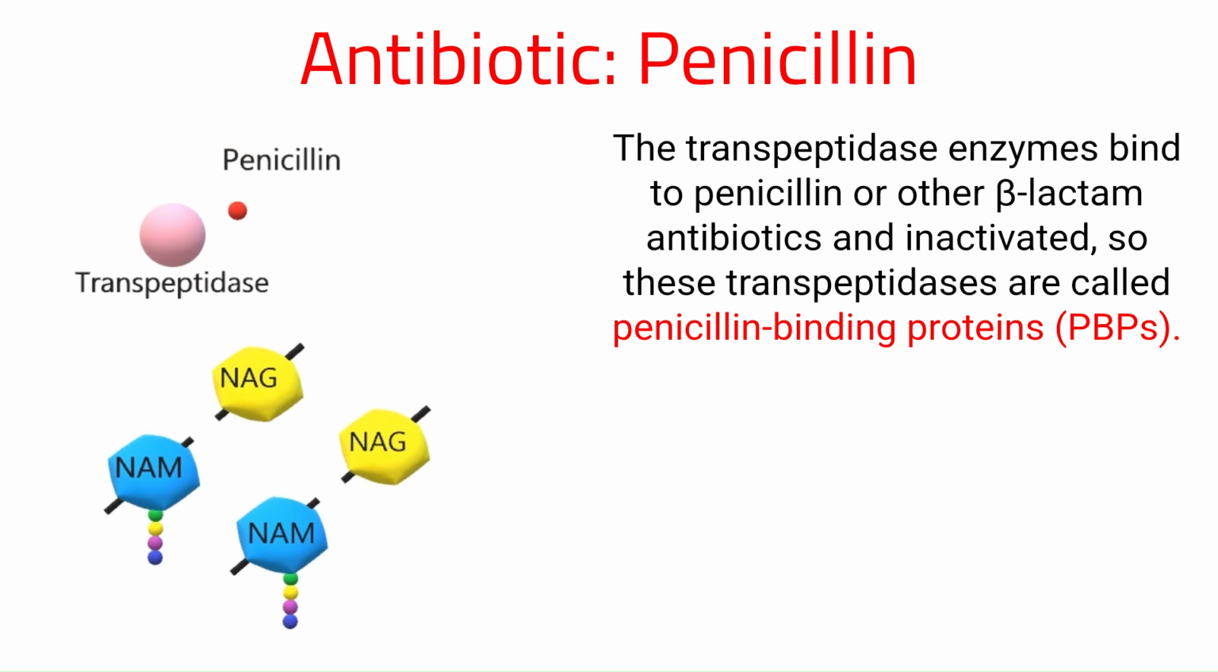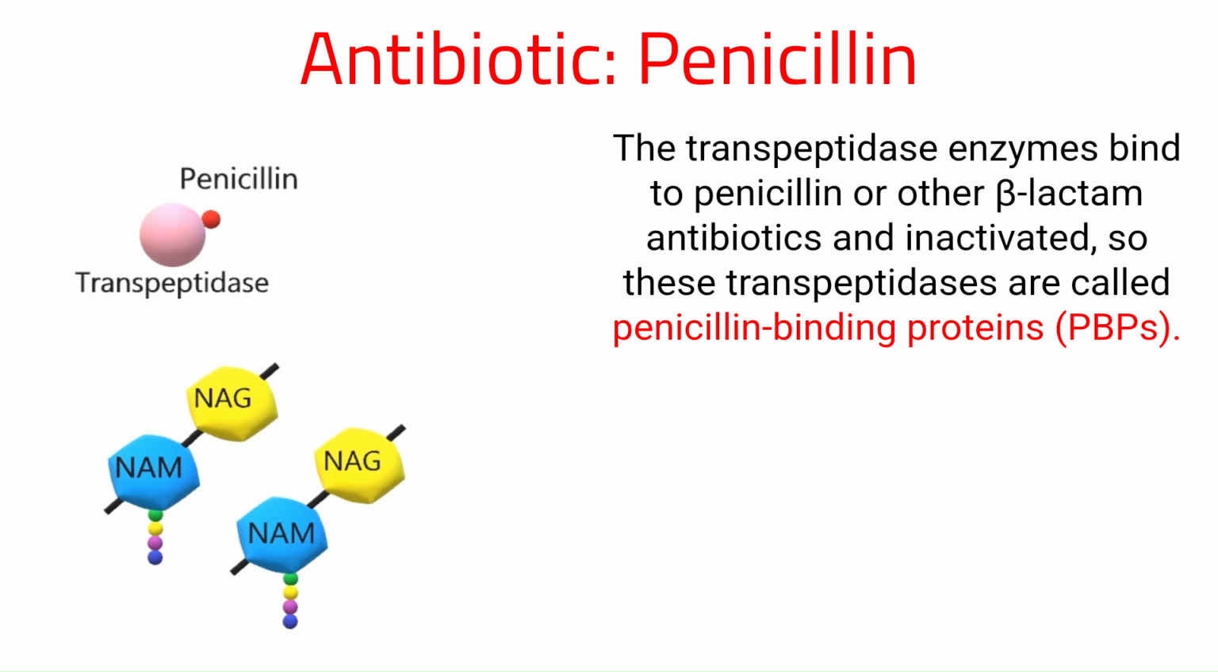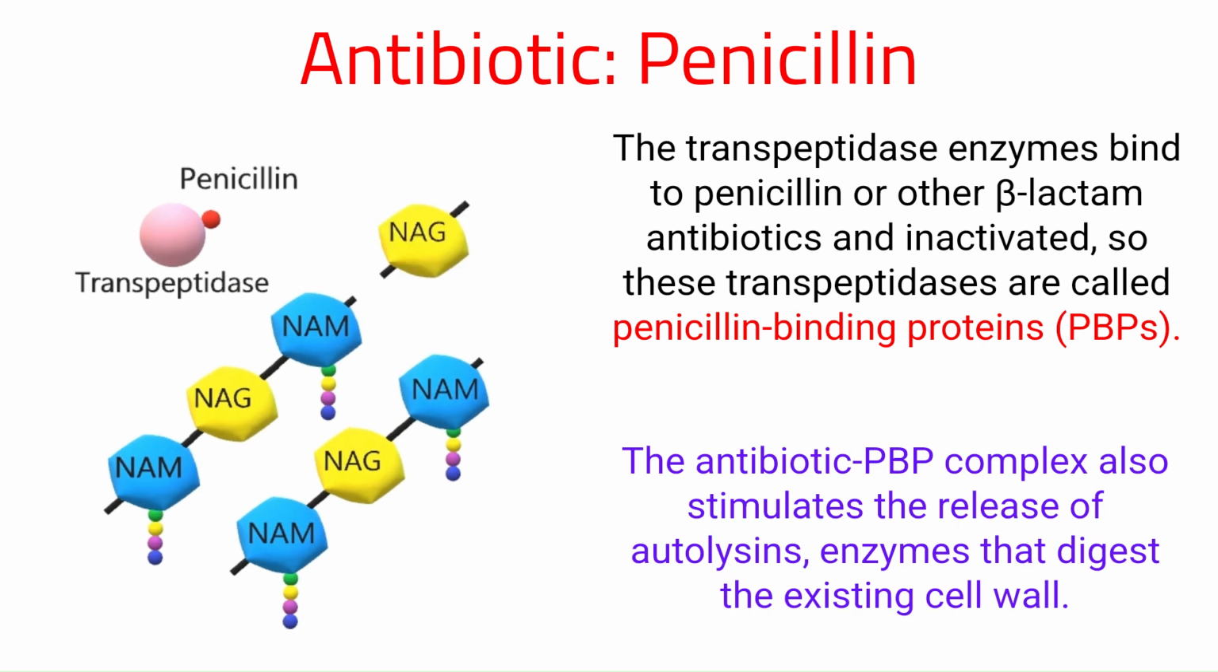When penicillin-binding protein binds with penicillin, it can't catalyze the transpeptidation reaction, but the cell wall synthesis will continue. As a result, the newly synthesized bacterial cell wall is no longer cross-linked and cannot maintain its strength. Additionally, the antibiotic-PBP complex stimulates the release of another enzyme, autolysins, enzymes that digest the existing cell wall, leading to a weak, self-degrading cell wall. Eventually, the osmotic pressure difference between inside and outside of the cell causes lysis or cell death.